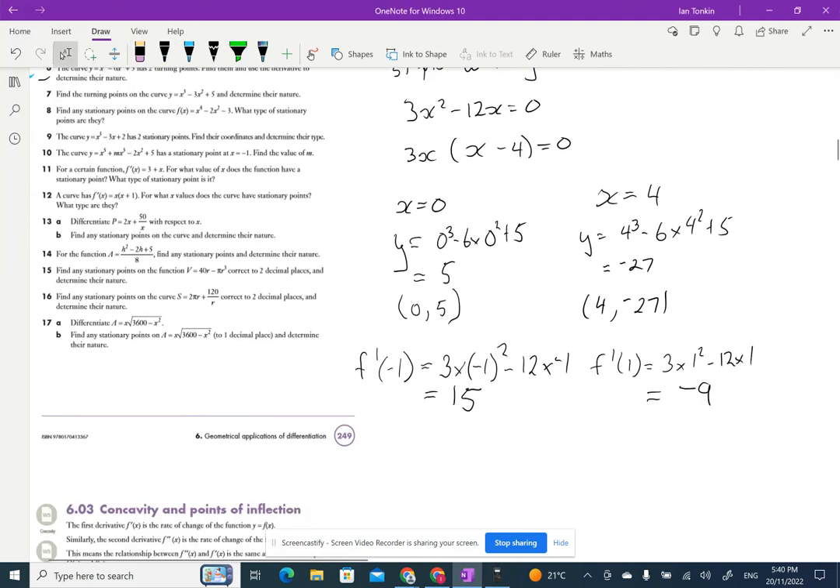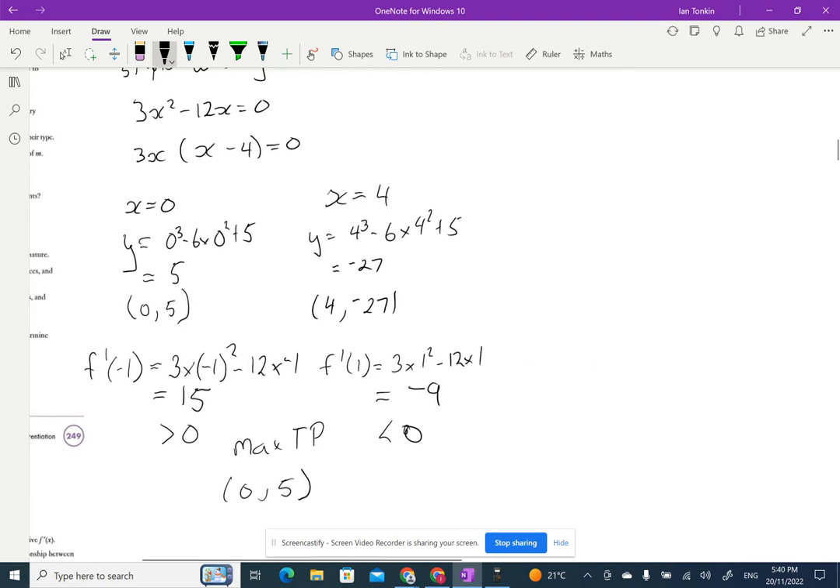So now I know this type of stationary point. So it goes from positive to negative. So it's a max TP at 0, 5.